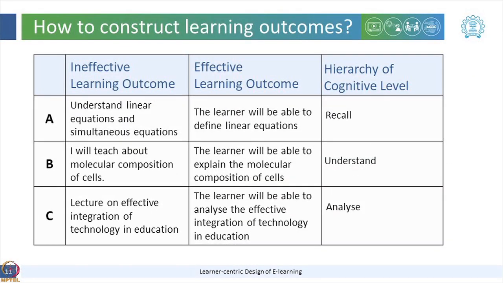As you see here, each of the corrected and effective learning outcomes is stated from the learner's perspective using action words which are measurable. There is one more thing that you should notice here, and that is that the three learning outcomes are at different cognitive levels, which is based on Bloom's taxonomy. The first learning outcome here is at a recall level, while the second one is at the understand level, and the last one is at a higher level, that is, the analyze level.